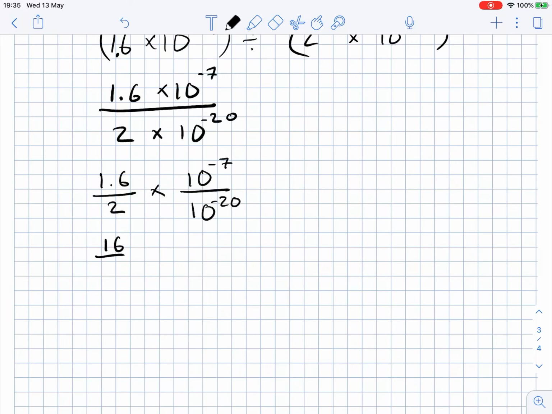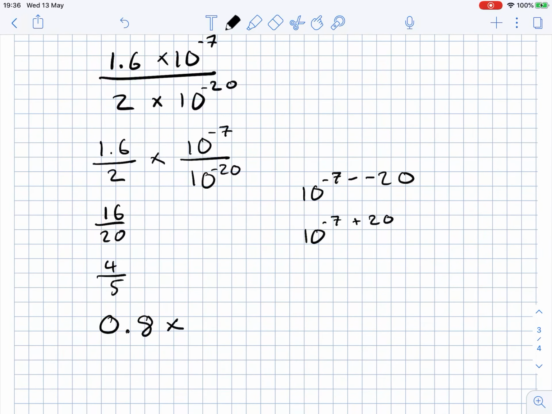If you don't have a calculator to do that, we can now start manipulating this fraction on the left. So this would be 16 over 20. And this will now simplify. 4 goes into both of these. So this simplifies into 4/5, which is 0.8. Okay, and this is going to times by, now 10 to the minus 7 is going to subtract minus 20, which will become 10 to the minus 7 add 20, 2 negatives making a positive. So this is 0.8 times 10 to the positive 13, minus 7 add 20, 13.